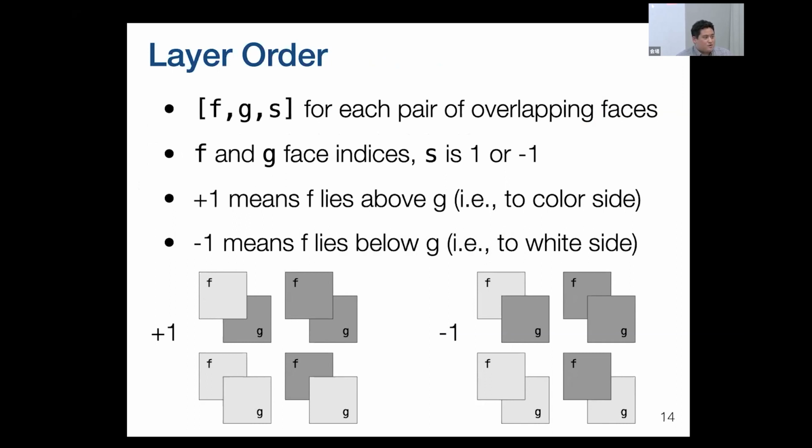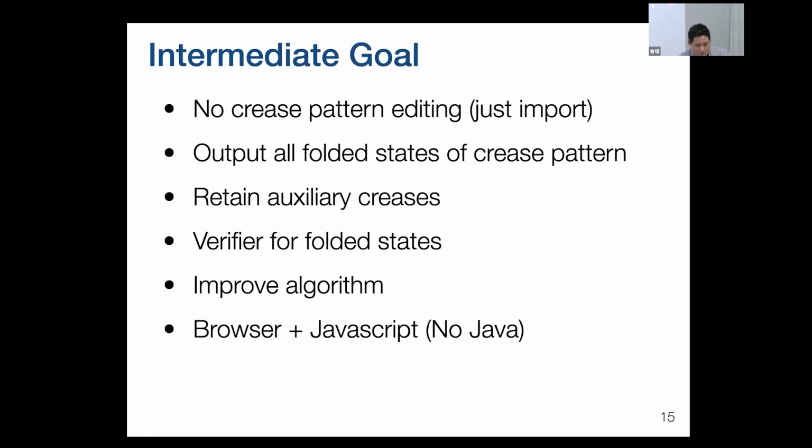And so there's no common notion of up when we have 3D folds. So the way in which we describe these layer orders is: if I have two face indices F and G, whichever one, the direction of the face normal of face G, we say that F is above G if S is 1, and we say that F is below G if S is -1. Okay, so that's just a representation.